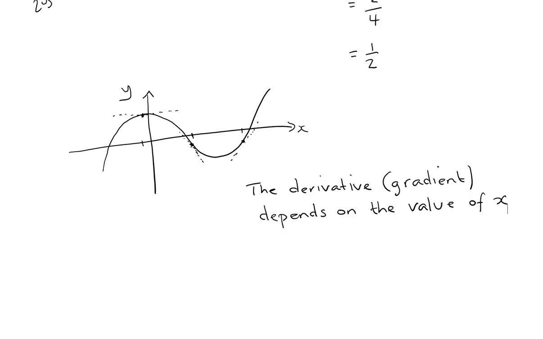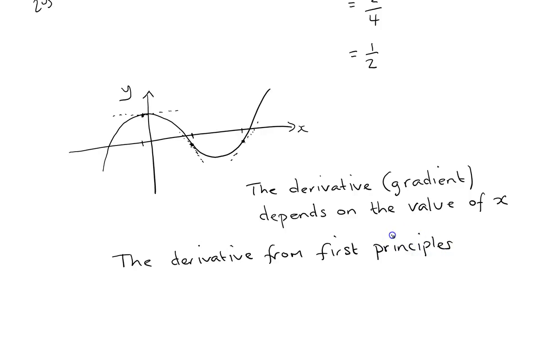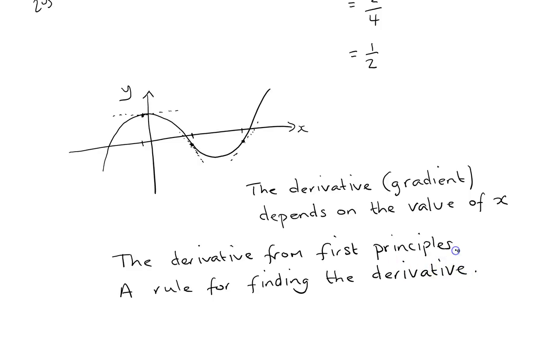And there's 2 more videos, one on each of those to show you. So it's finding the derivative from first principles, and the second one is a rule for finding the derivative. But in every case, just remember that the derivative is either the gradient or the rate of change. They are one and the same.